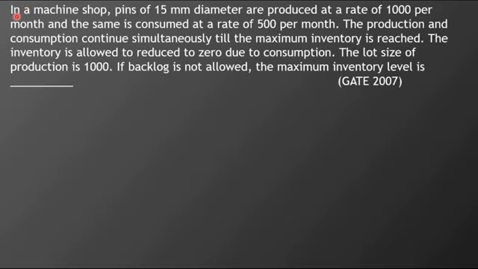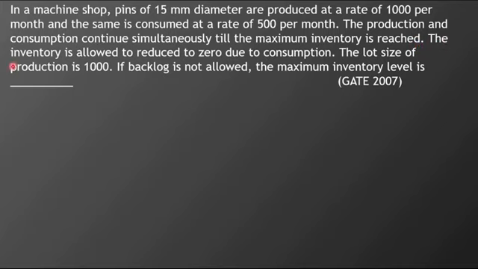So in a machine shop, pins of 15 mm diameter are produced at a rate of 1000 per month. So 1000 per month is our production rate, and the same is consumed at a rate of 500 per month. So 500 per month is the demand rate. The production and consumption continue simultaneously till the maximum inventory is reached. So it is a production model.